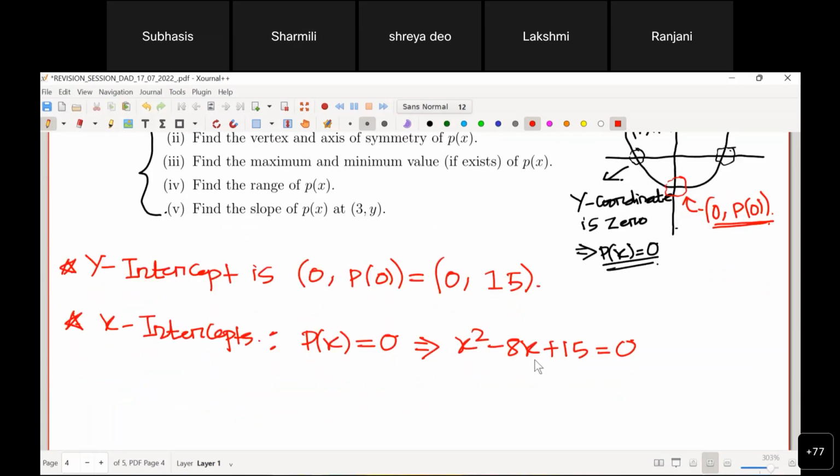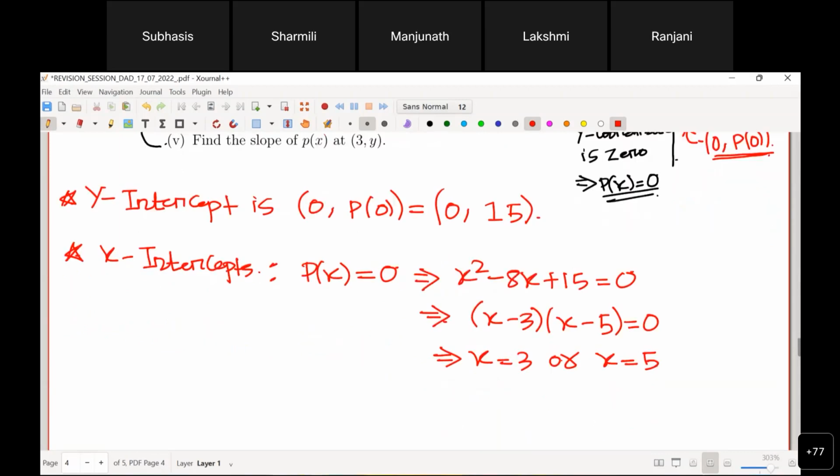So can one of you tell me what are the factors of this polynomial? 5, 3. Yes. So this is nothing but (x minus 3)(x minus 5) equal to 0. That means x equal to 3 or x equal to 5. So that means my x-intercepts are (3, 0) and (5, 0), right? So this is one x-intercept and this is another.